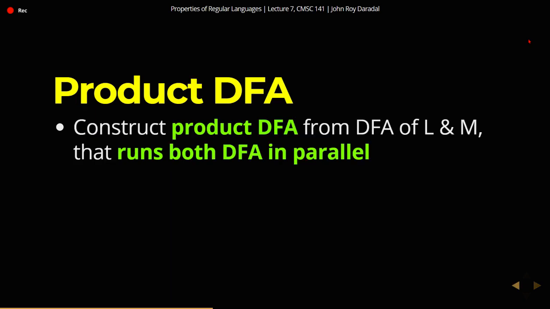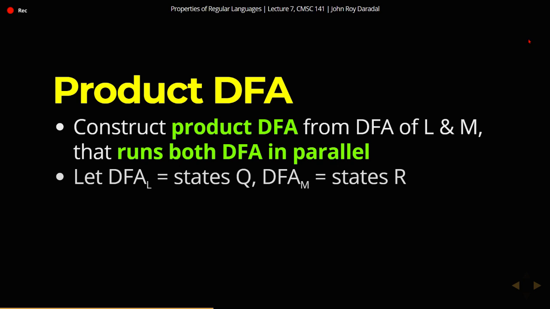Now for this problem, we'll construct something called the product DFA. The product DFA is created out of two DFAs. Given the DFAs of L and M, we'll create a product DFA. Essentially, this allows us to run both DFAs in parallel. So we'll combine the two DFAs into one product DFA.